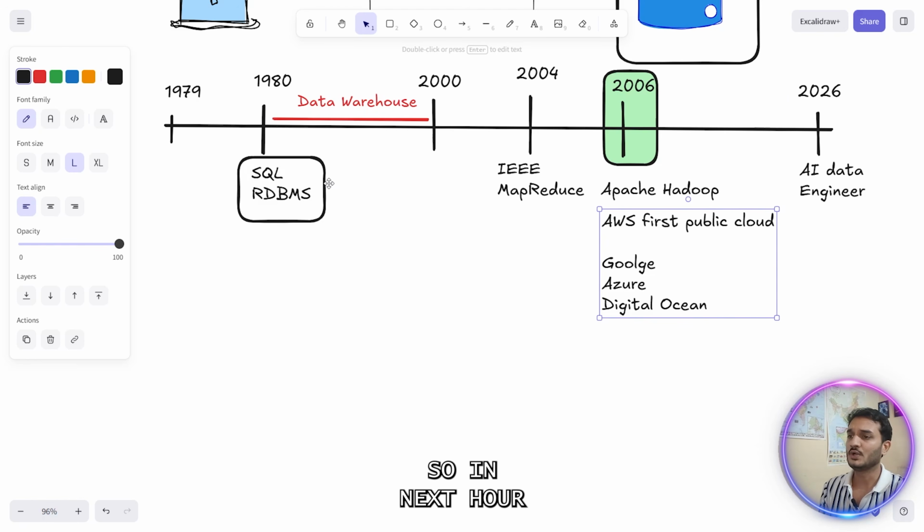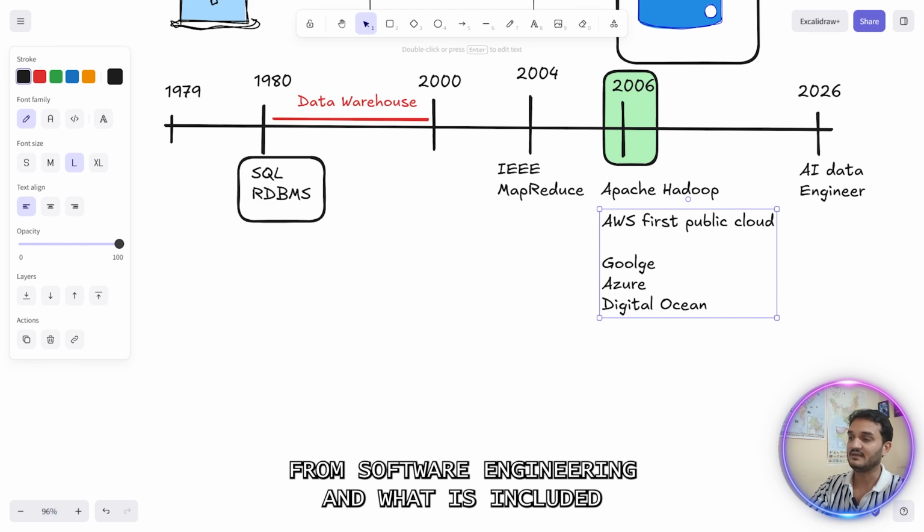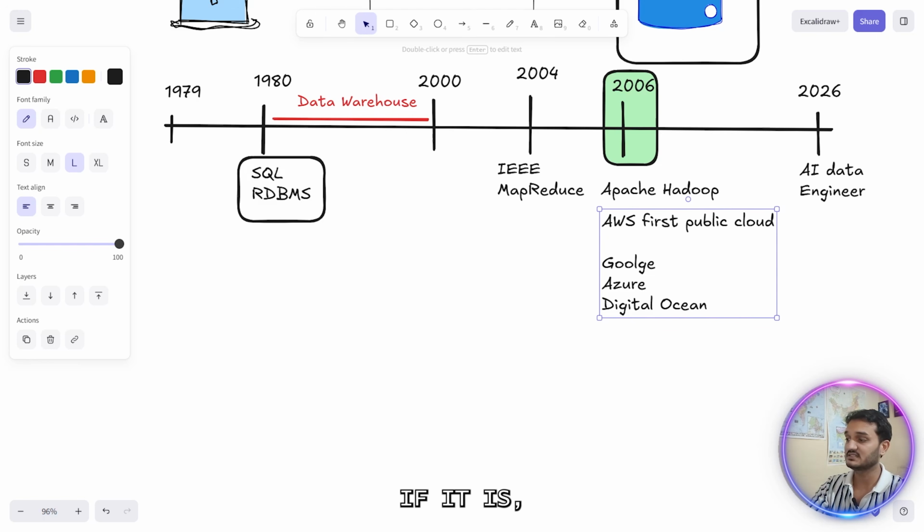In the next video, we will be discussing the evolution of data science, how data engineering is different from data science, who data analytics people are, and what the skill sets are, so that you will know where data engineering actually lies, why it is different from software engineering, and what is included if it tries to include software engineering into itself. So this was the glimpse of data engineering.